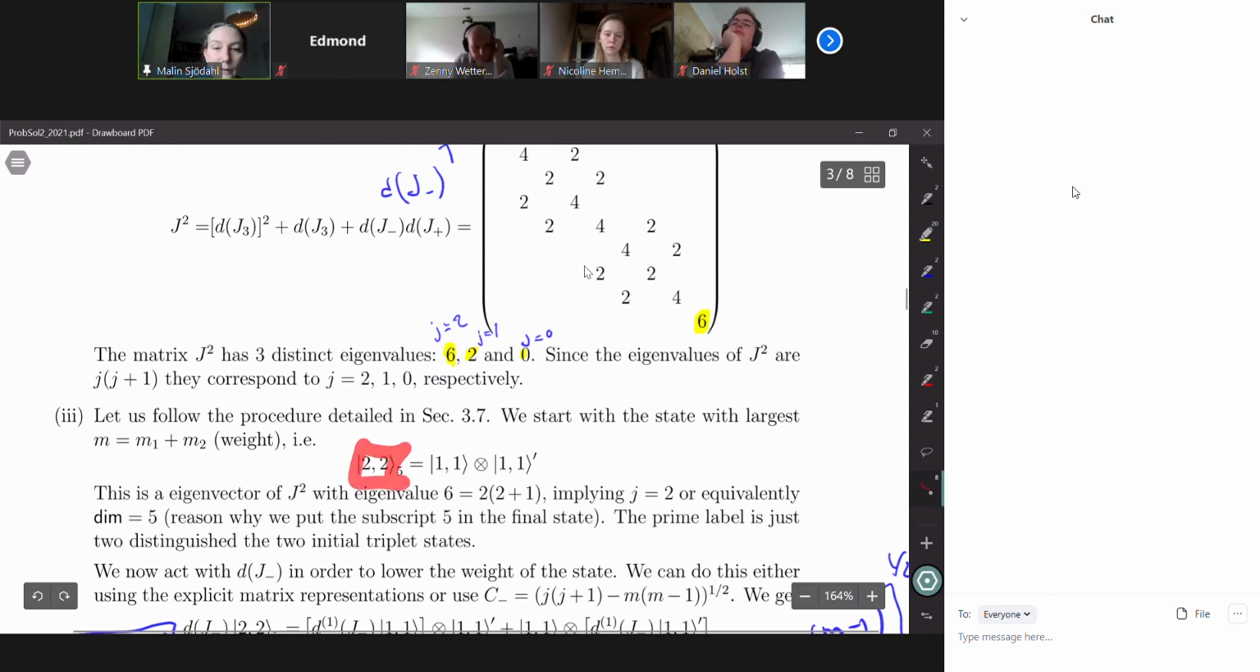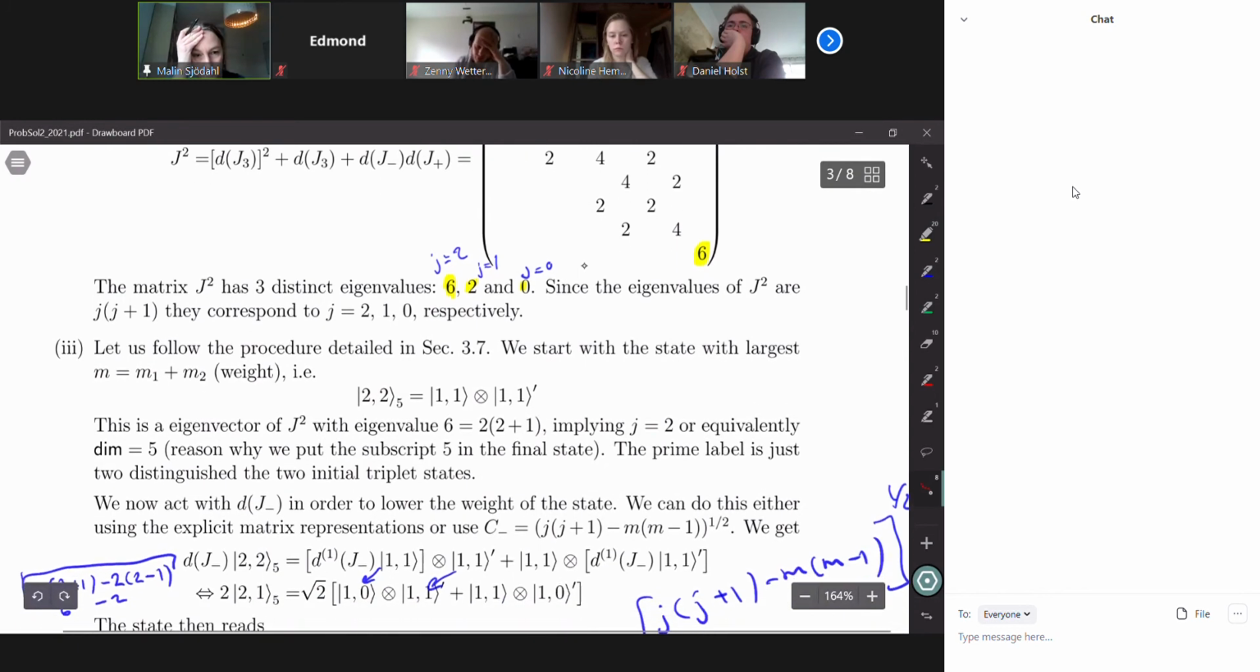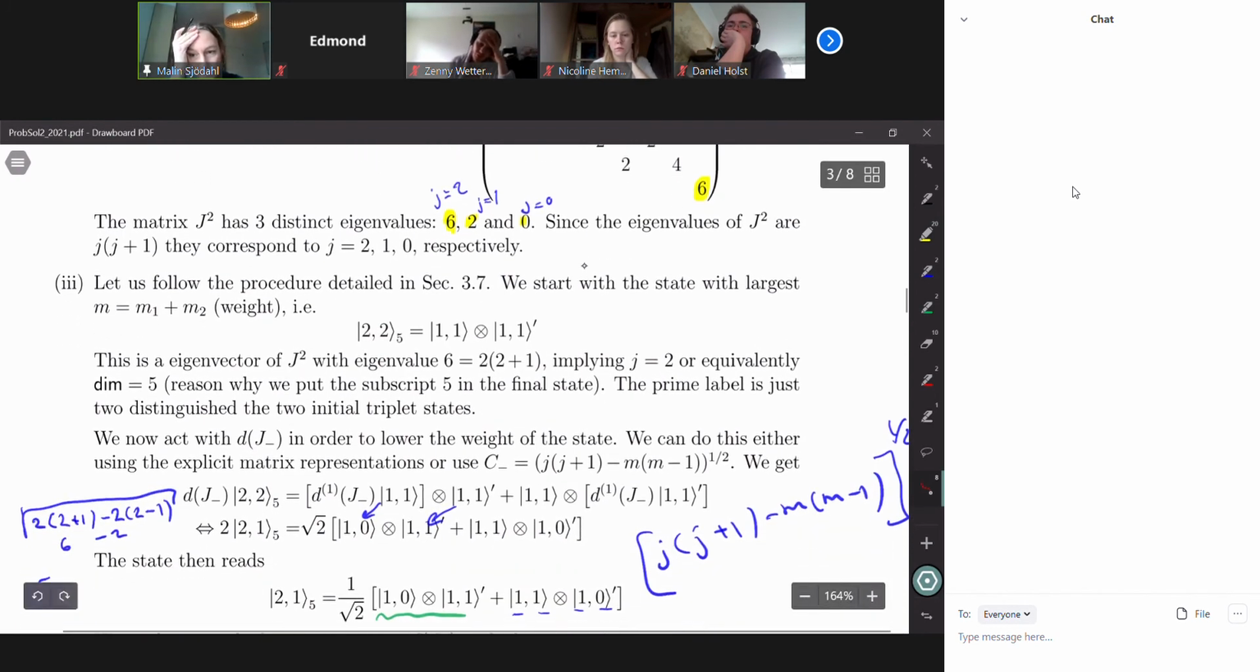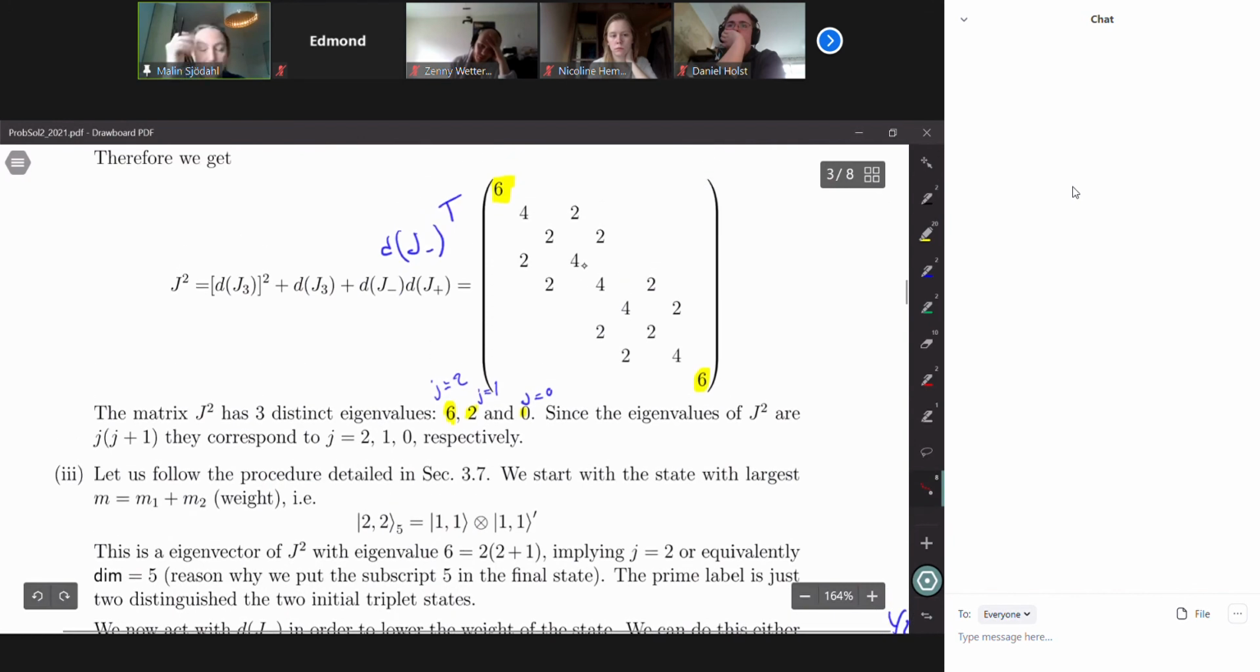So this state we know cannot be anything else but the direct product of this 1,1 state and the other state also being 1,1. And here there is a prime to indicate that this is the other state. Otherwise I could take the order of them to indicate it, but there is a prime here as well. Okay, so this state must then correspond to one of those two.